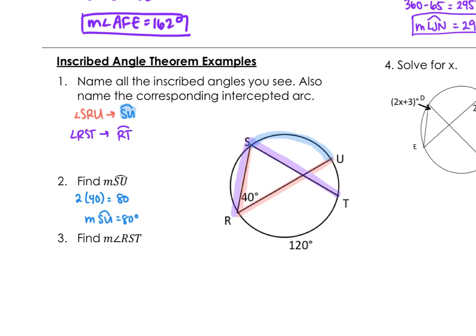Now we're looking for the measure of RST. RST is the inscribed angle, and we have the arc for that inscribed angle. The intercepted arc is 120. So to get to the angle, it gets smaller, we divide by 2. To find RST, we take the arc, which is 120, and divide it by 2, which is 60 degrees. So the measure of angle RST is 60 degrees.